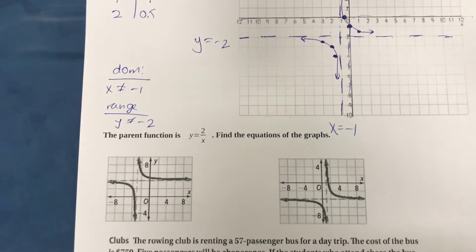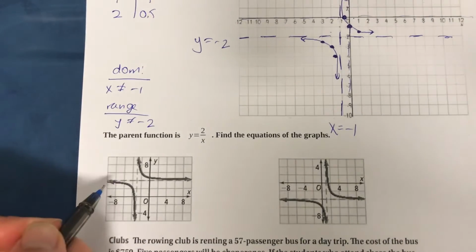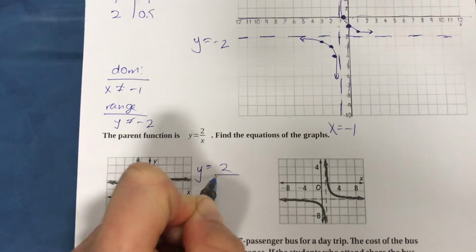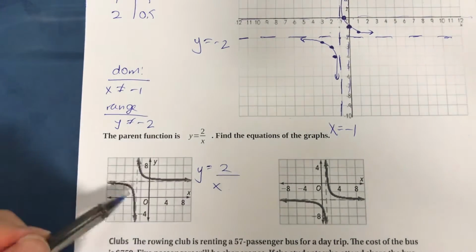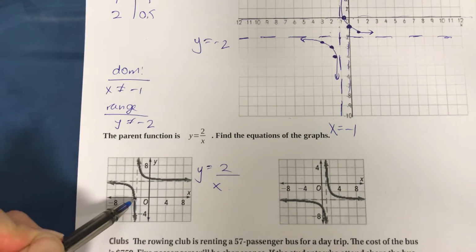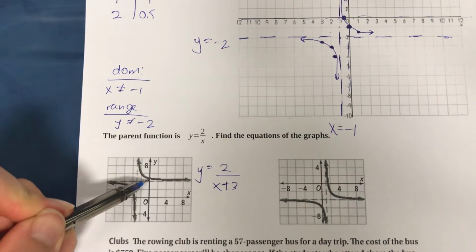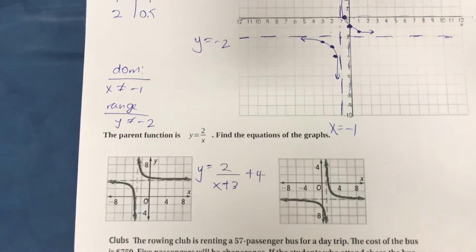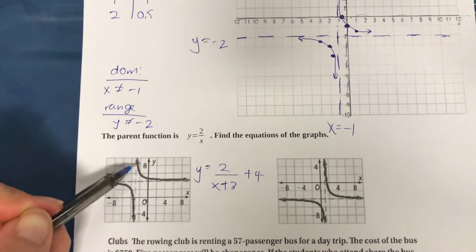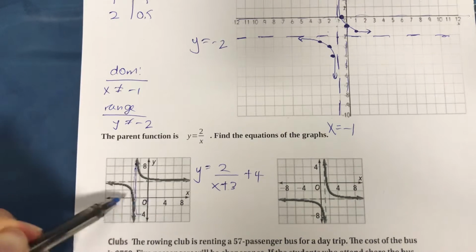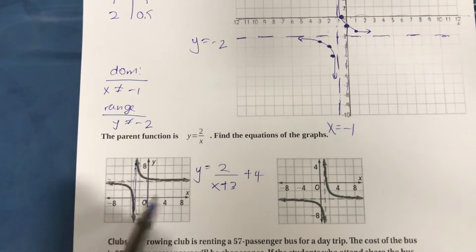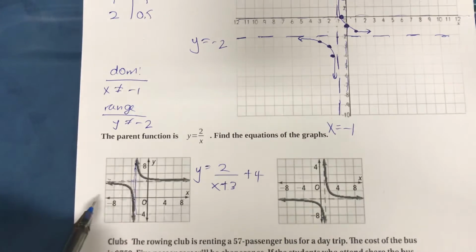Okay, so the parent function is 2 over x. We want to find the equations of the graph. So hint, hint, we want to basically just look at what the translations are, where the asymptotes have gone. So horizontally we moved 3 left, so that would be +3, and vertically we moved up 4, so outside +4. I was just looking at how much this one moved left or right, and how much this one moved up or down. Normally, again, it's x equals 0, y equals 0.